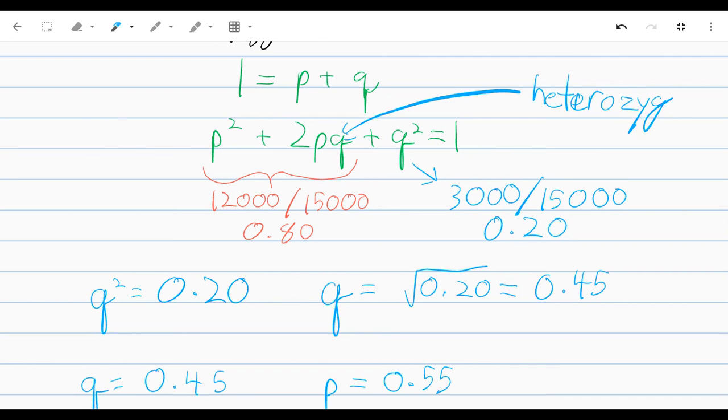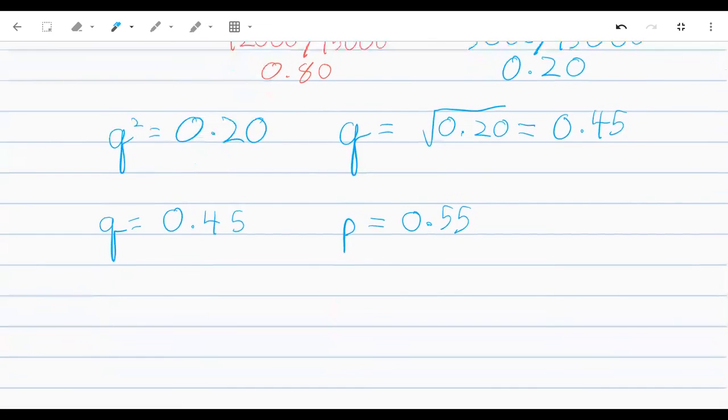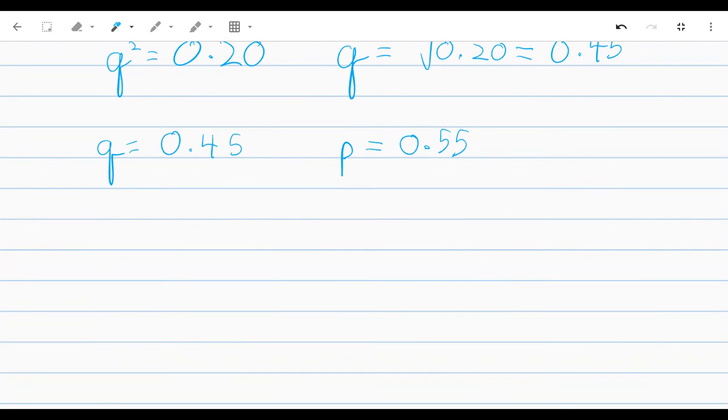Now, the 2 is in front because there's actually 2 ways to become heterozygous. Get the recessive from your mother or get the recessive from your father. And it doesn't matter which. They are genetically equal. So remember that you have to double it, not just multiply the 2 of them together.